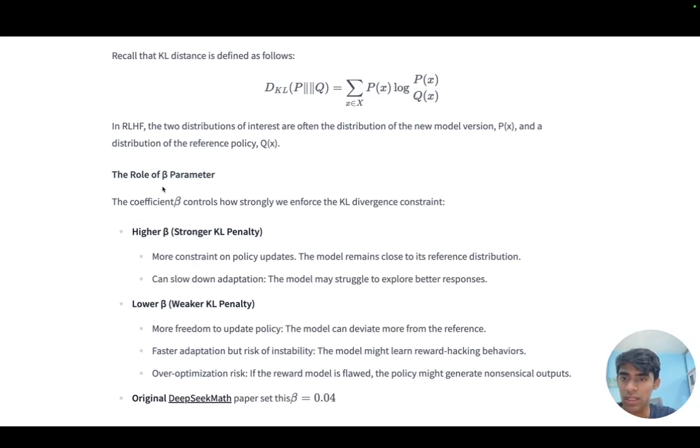I think we already know the role of this, beta, right? It controls how strongly we enforce the KL divergence constraint. Okay, so if you put a higher beta, you are imposing a stronger KL penalty. But if you are lowering the beta, you are imposing a weaker KL penalty. So you want this beta to be very balanced, right? Because if you make it too weak, it can over-optimize the reward. But if you make it too strong, it can slow down the adaptation. So you want it to be somewhere balanced. In DeepSeekMath, they have put this as 0.04. Seems pretty good.